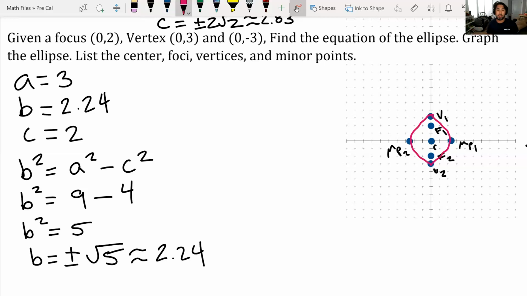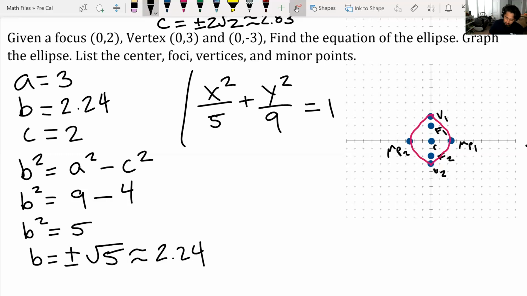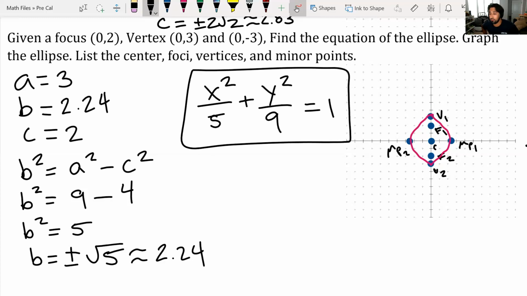So we know that the major axis is the y-axis. So we are going to write the equation as x squared over b squared, which is going to be 5, plus y squared over a squared, which is 9. And there's the equation. And now we just need to label everything.